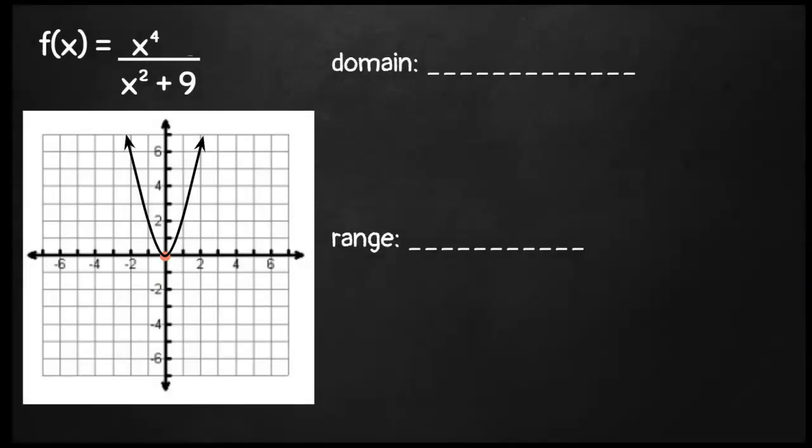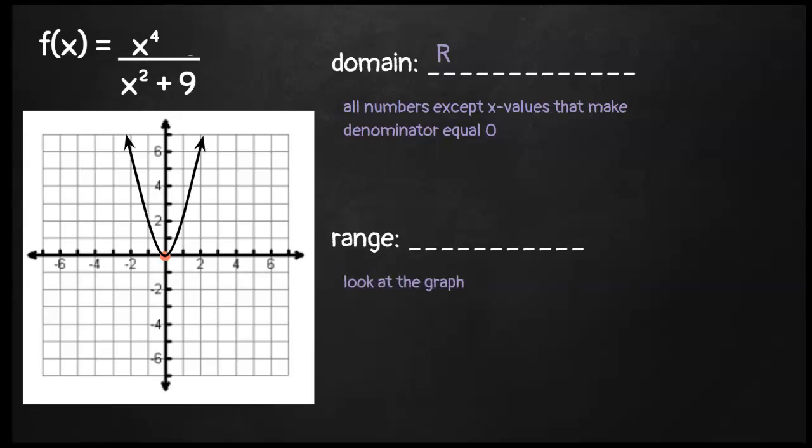With my domain, I'm looking at all possibilities of x's. Again, remember that we didn't have any vertical asymptotes, so my domain is going to be all real numbers. For my range, what is the possibility of my y's? I have the smallest possible y as 0 with a bracket there because it is included, going all the way towards infinity with a parenthesis.